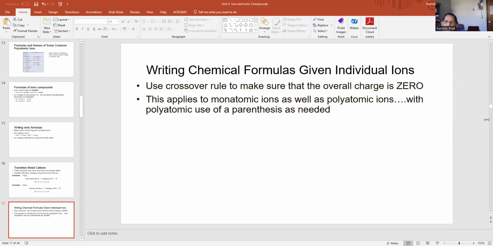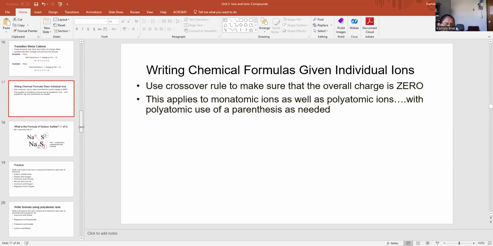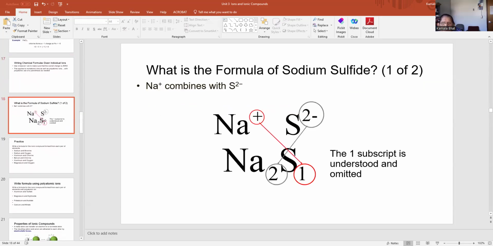When writing chemical formulas, give individual ions the charge, then use the crossover rule to make sure that the overall charge is 0. This applies to monoatomic ions as well as polyatomic ions. With polyatomic ions, you use parentheses as needed so that it becomes easy to write the charges and balance the formula charge very quickly. And here is the cross-multiplying rule.